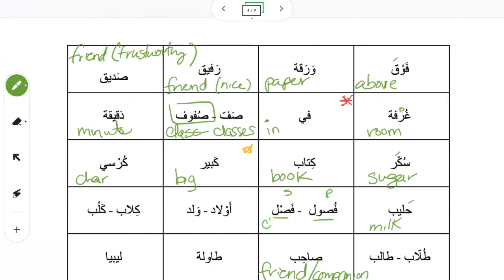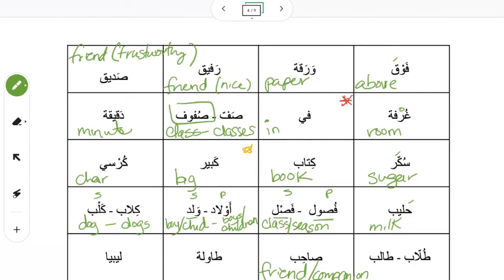Fusul, fasl, fusul. This is the singular, this is the plural. Fasl, remember we said, can mean class or season. Fusul is the plural, classes or seasons. Walad, here's the singular, and this is the plural. It should have been in the opposite direction. I think in the formatting it just switched. Walad is boy or child, and therefore awlad is boys, or it can refer to children. Okay, it can be gender neutral.